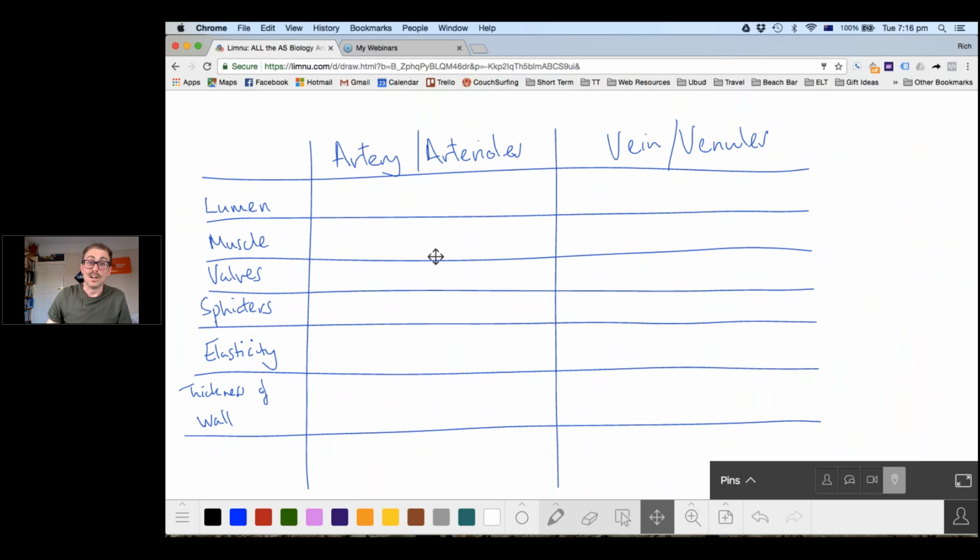Arteries and arterioles versus veins and venules. Lumen, this is often confused. This actually has a narrower lumen, and this is a wider lumen. Muscle, we can say more, less, almost no muscle in the veins or venules. And treat arteries and arterioles as basically being exactly the same. Same as you treat veins and venules. Venules just means small, arterioles just means small.